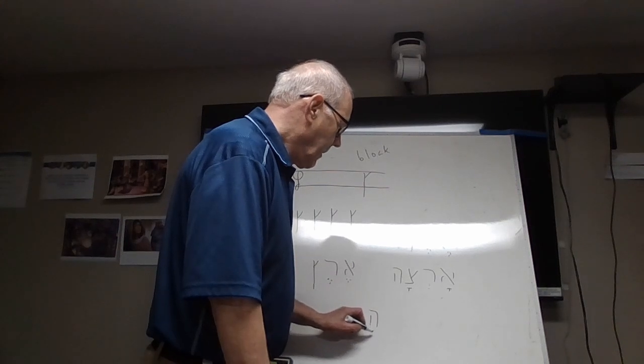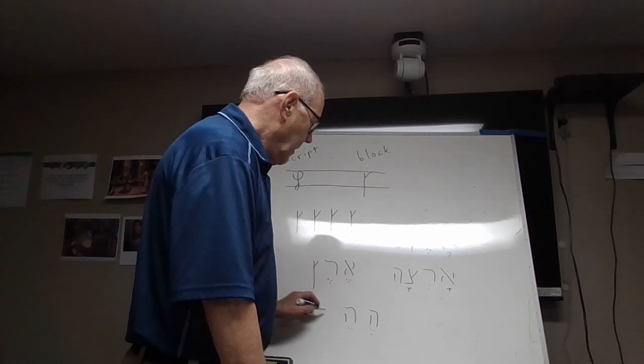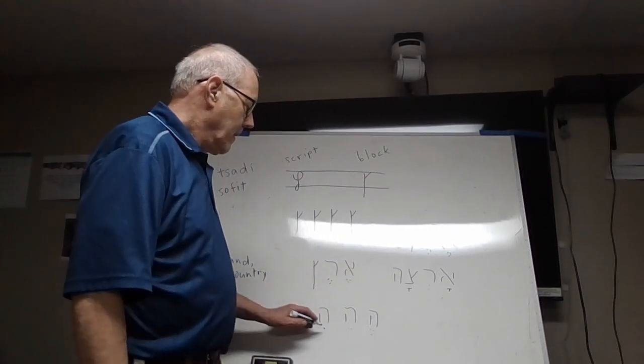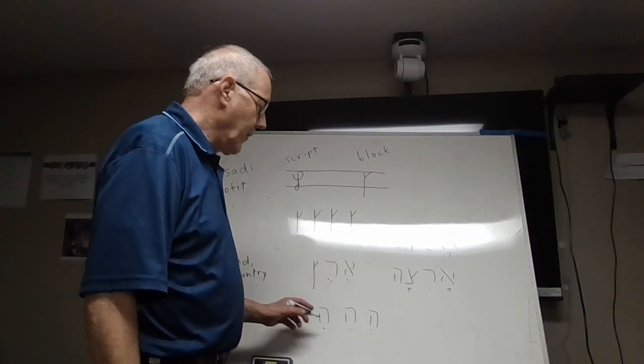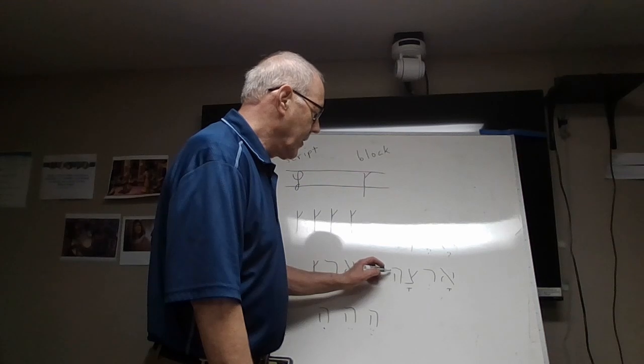You could have an a, or you could have an o, and there's a rule for that my professor gave me. There are different vowels it can take. But this is coming with this hey here.